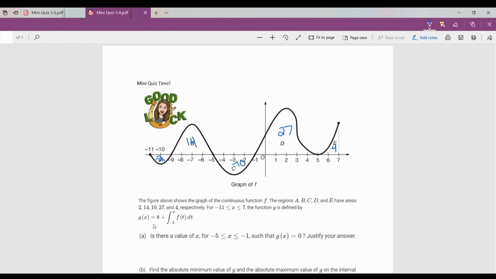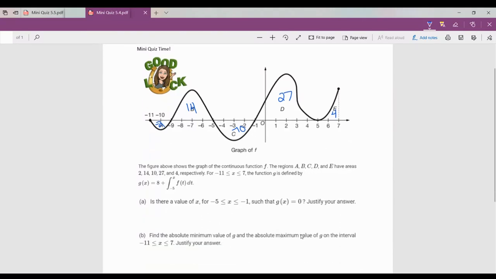We've got g of x equals 8 plus the integral from -5 to x of f of t dt. Is there a value between -5 and -1 such that g of x equals 0? As soon as I hear that starting sentence, I know it's a theorem, either the MVT or the IVT. First thing I'm thinking is it's probably the IVT, because the MVT would be about g prime.